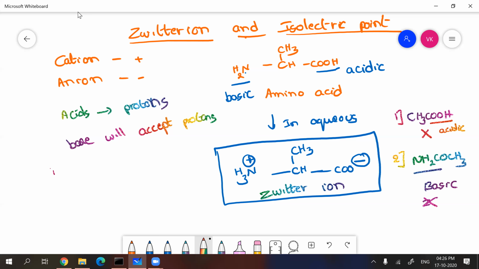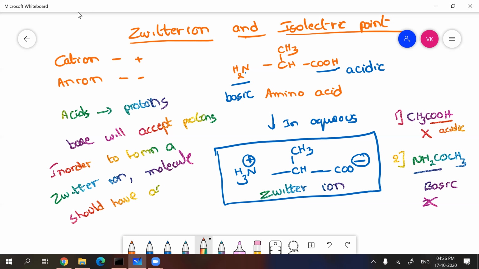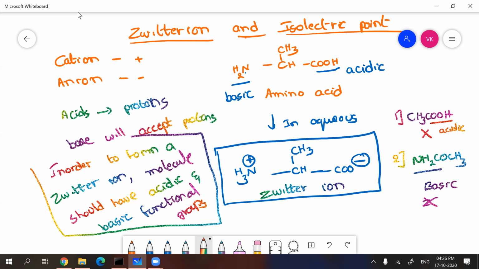So in order to form a Zwitter ion, what is the minimum criteria? The molecule should have acidic and basic functional groups, both. Acidic and basic functional group. Then only it is possible. So please remember this point. And this is an example of how a Zwitter ion will be found in general in aqueous solution. Okay, hope you understood this.